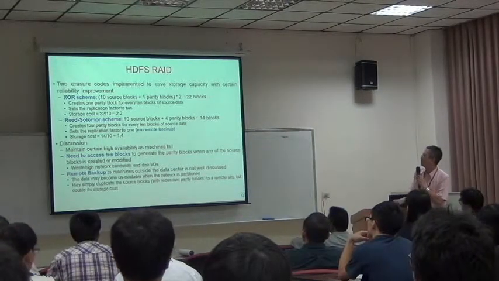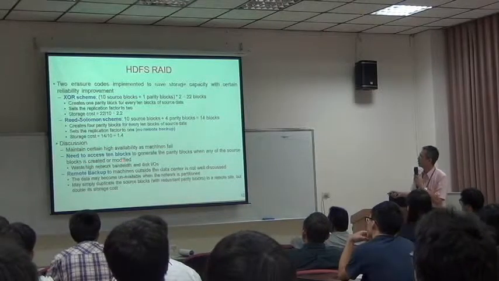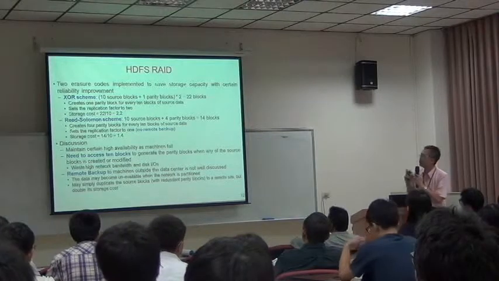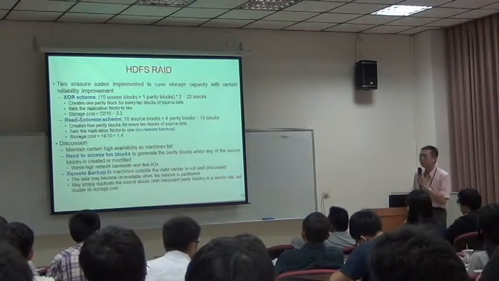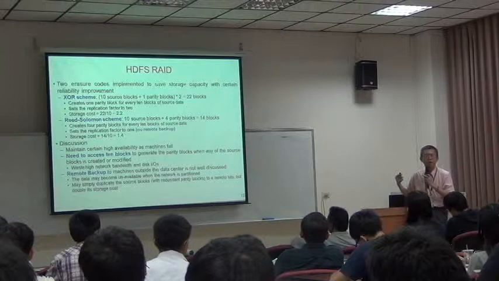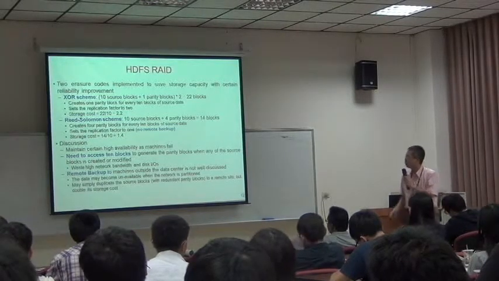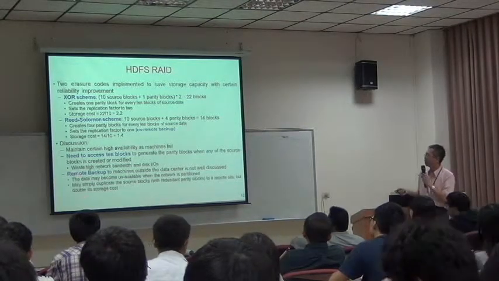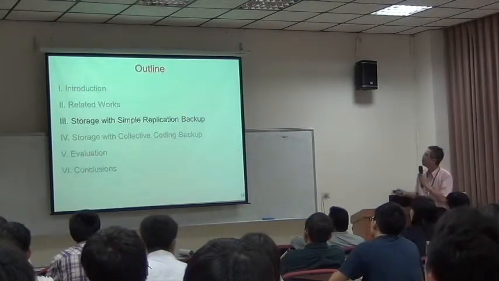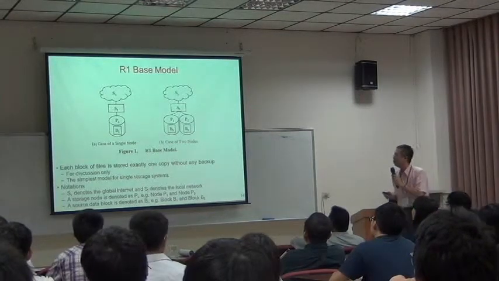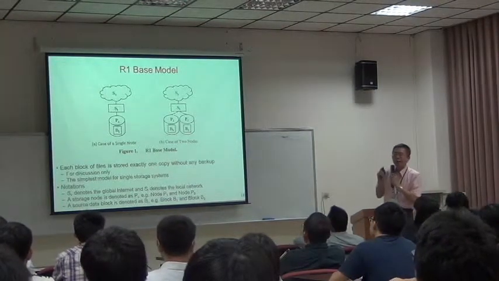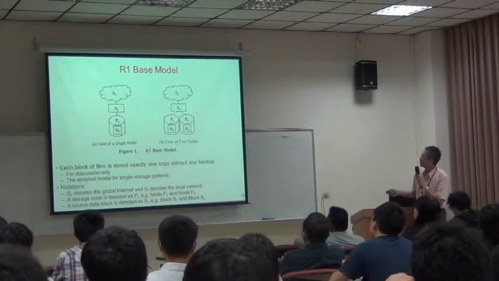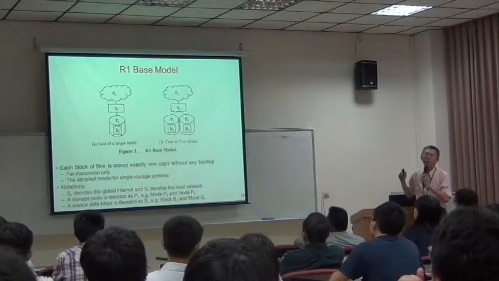So two problems here. The first is they need to access the blocks to generate the parity block. This will be heavy network traffic, even during the creation or the repair of the parity blocks. The second problem is the multi-hop issue. So we first review three generic models for the problem. The first one is the single-host model.